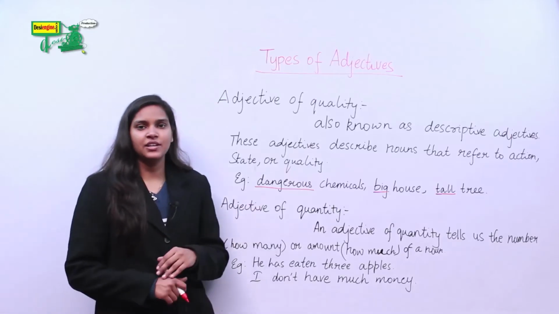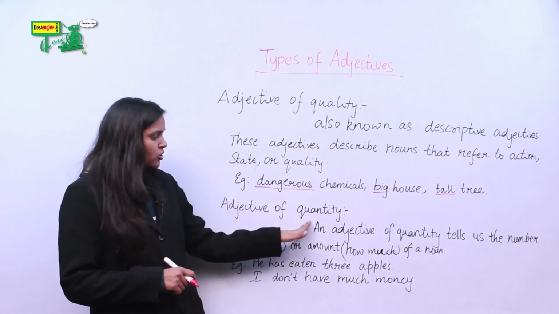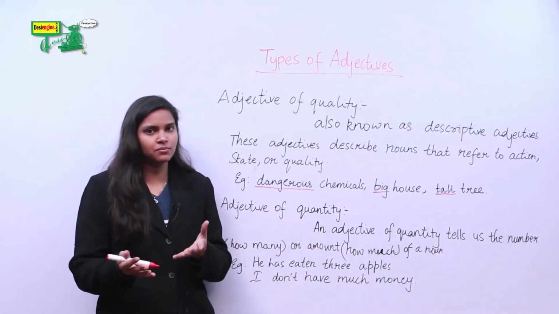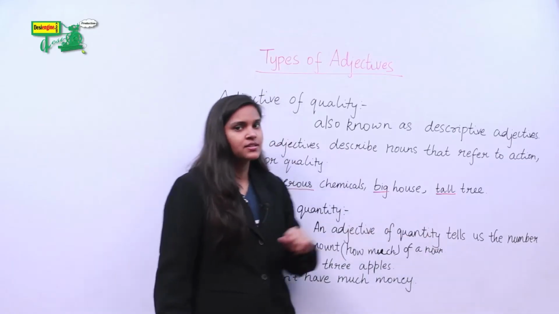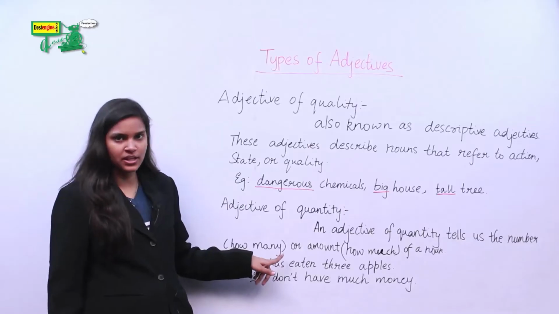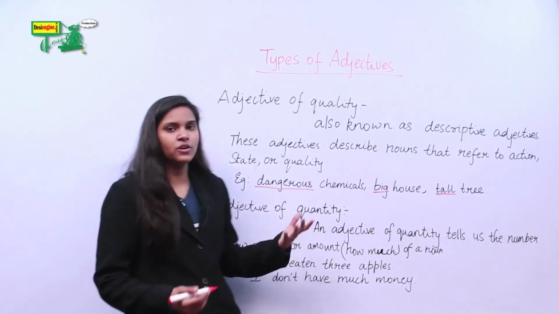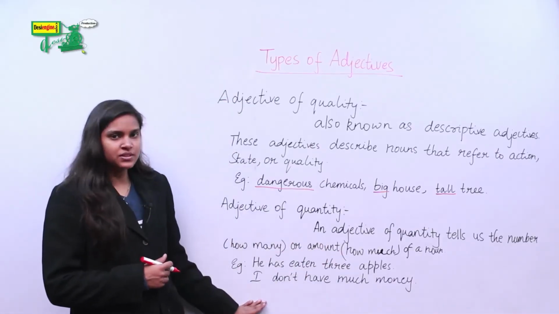Let's do the next kind of adjective, that is the adjective of quantity. As the name suggests, adjective of quantity is about numbers. That is, an adjective of quantity tells us the number, that is how many, or amount, how much of a noun is there. Let's take few examples.